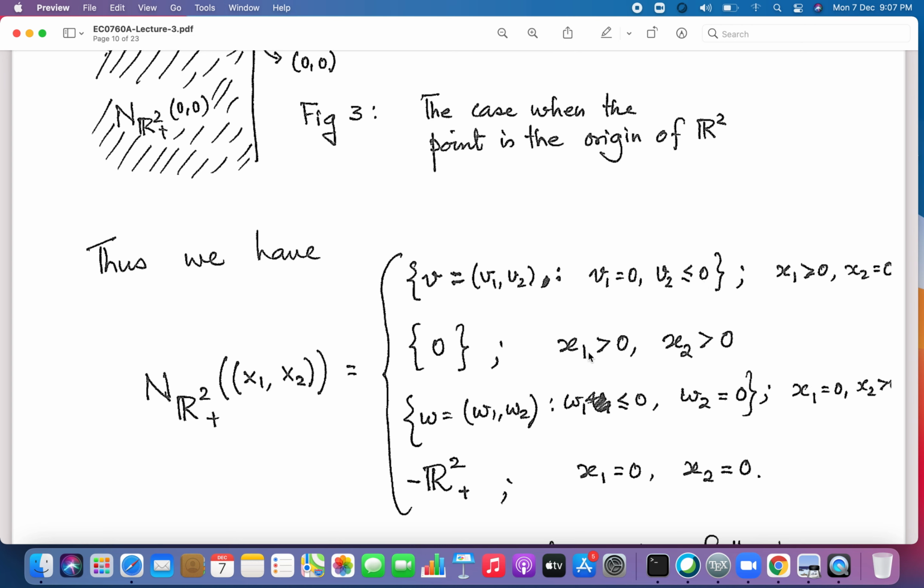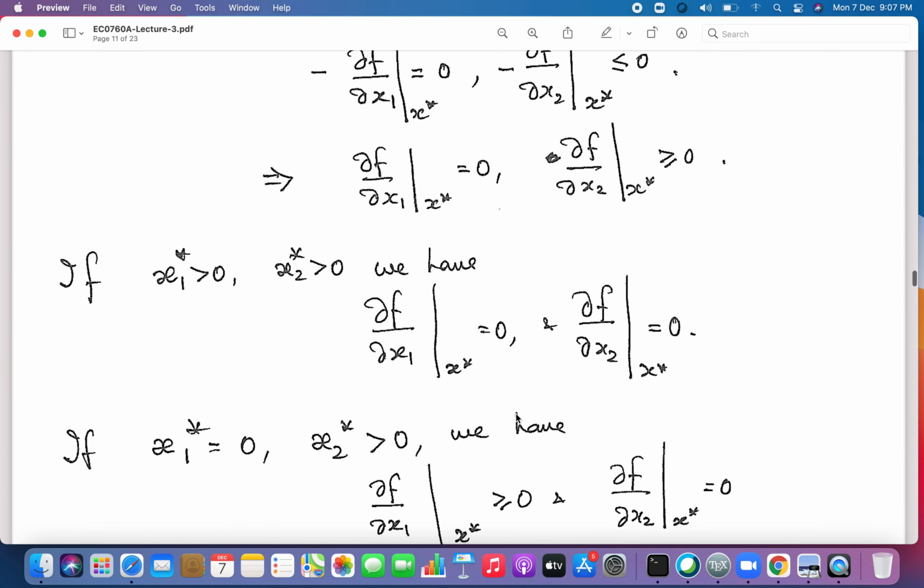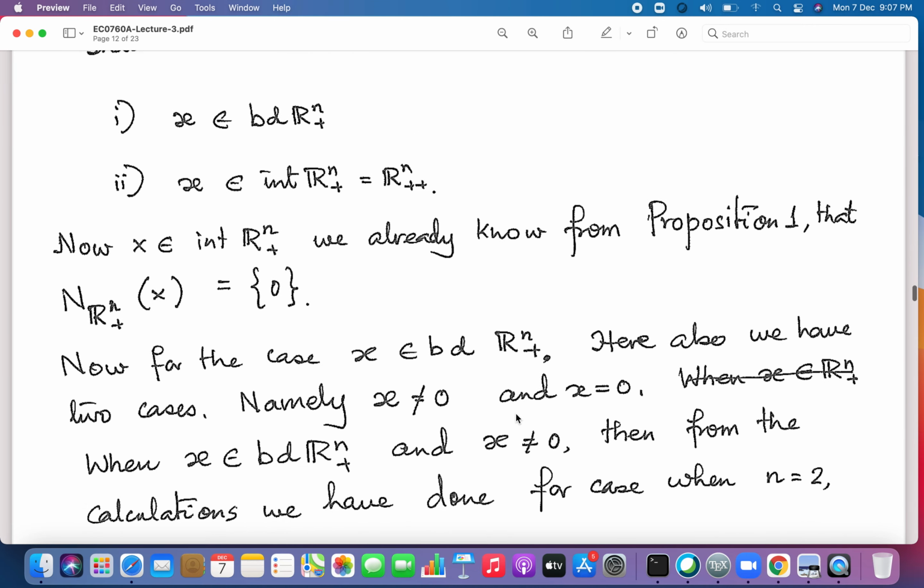So if both x1 and x2 are strictly bigger than 0, then you have the zero vector. This I should have written as 0 0 actually. So both become 0. Here you see, if x1 is 0, then w1 is less than equal to 0. When x2 is 0, then w2 is less than equal to 0. Actually, you can write it as v1, v2 also, doesn't matter. The same type of story will go on for this case.